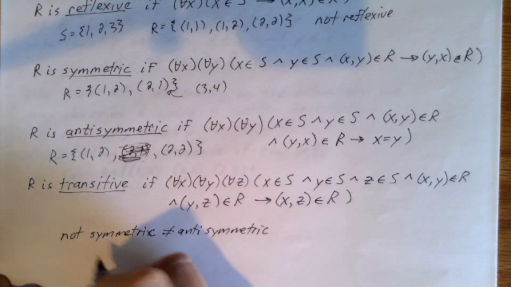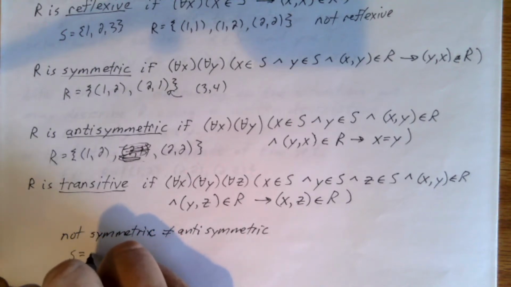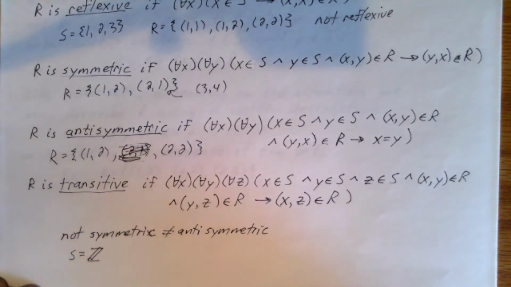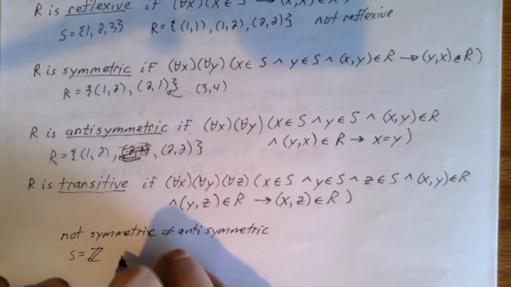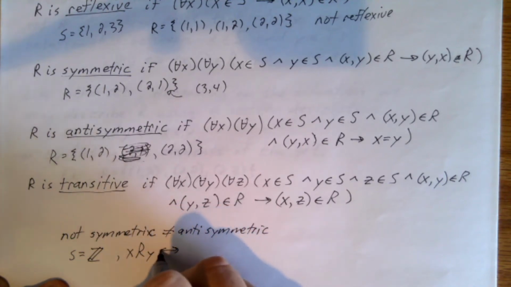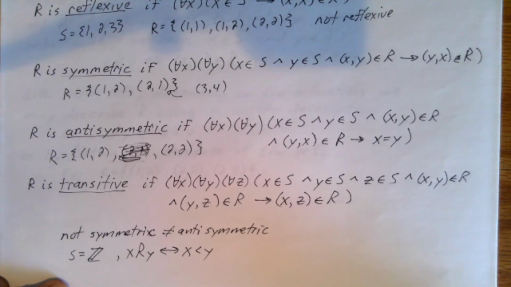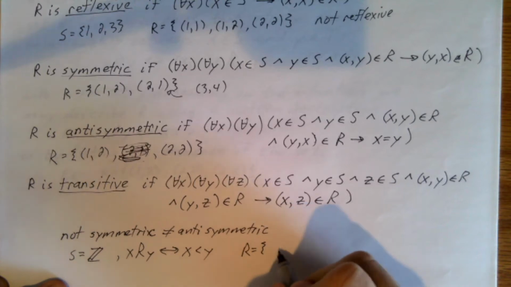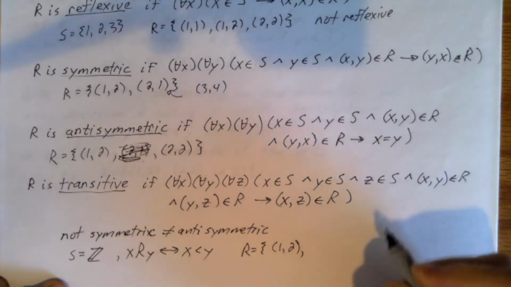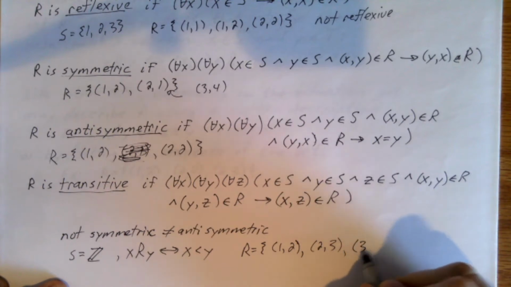You'll see this for things like, say S is the integers, capital Z. And so we have the relationship that xRy is equivalent to, say, x is less than y. Because if we produce this, of course, there's going to be an infinite number of things, but R is going to have things like this, 1 comma 2, because 1 is less than 2. It'll have 2 is less than 3. It will also have 3 is less than 4.